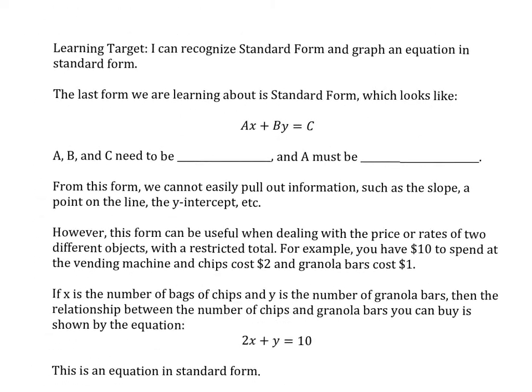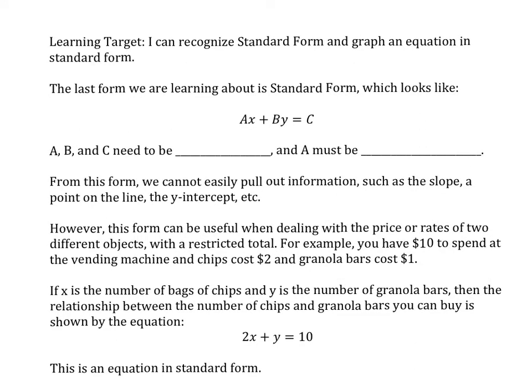Our learning target for today is I can recognize standard form and graph an equation in standard form. The last form we're going to learn about is called standard form, which looks like ax plus by is equal to c. A, b, and c are going to be integers. Those are our coefficients for x and y, and c is a constant. And a must be a positive integer. We'll talk more about that in future videos. For right now, just think that a, b, and c are integers and a must be positive.